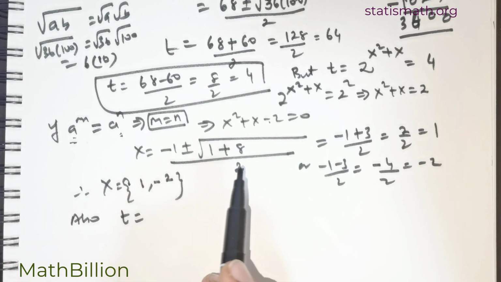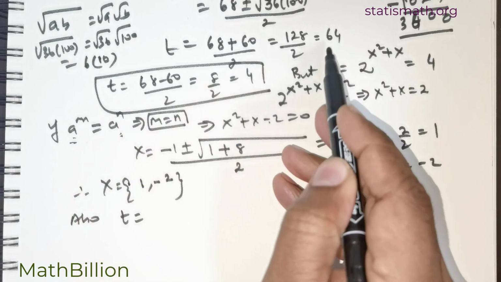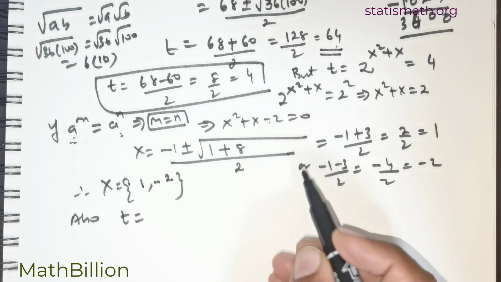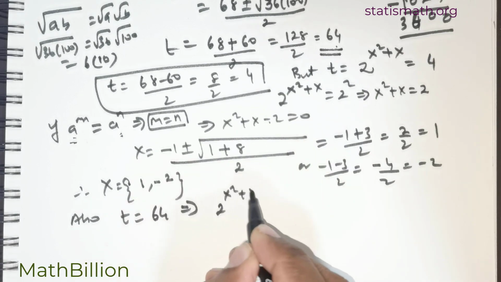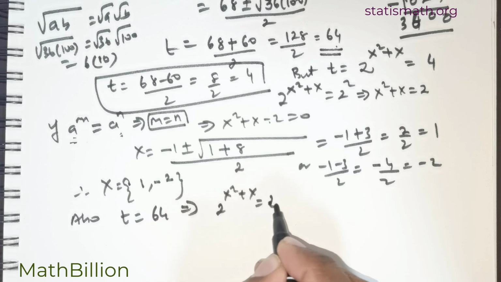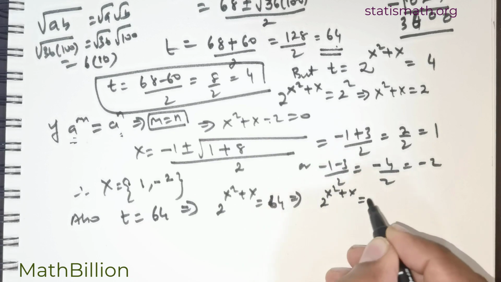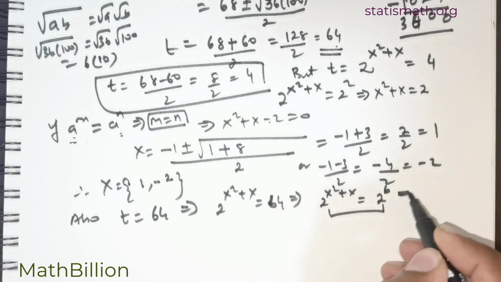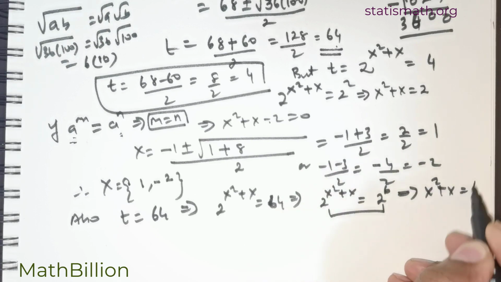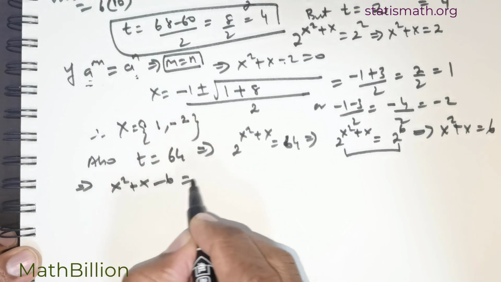Also, we got the value of t to be 64, right? So t is equal to 64. This means 2 raised to the power of x squared plus x is equal to 64. Now I can write 64 as 2 raised to the power of 6. As I mentioned to you, the bases are the same, so this means x squared plus x is equal to 6, which in turn means x squared plus x minus 6 is equal to 0.